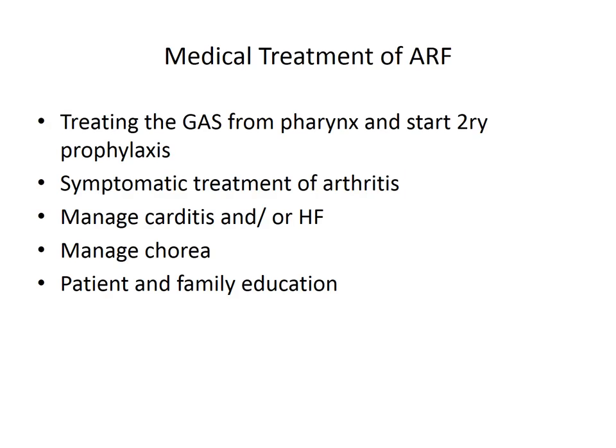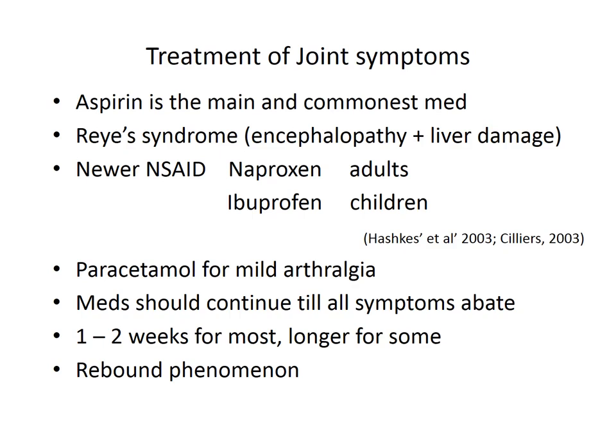Now we come to the management of acute rheumatic fever. Medical treatment for acute rheumatic fever could be divided into the following: treating the group A strep from the pharynx and starting secondary prophylaxis, the symptomatic treatment of arthritis, managing carditis and/or heart failure, managing chorea, and patient and family education should be started.